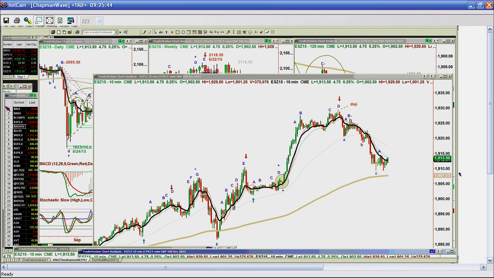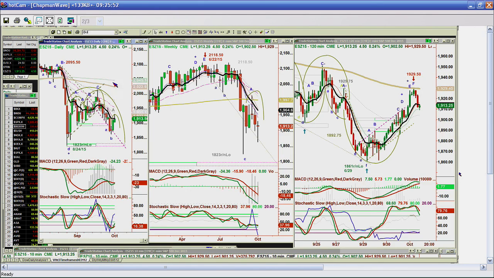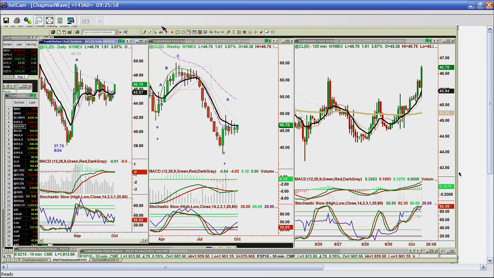Crude oil is having a big move. Obviously, it's Middle East related. But you know what's interesting? Remember the pattern I just showed you? We're looking at fractals. And what is a fractal? It is a pattern that repeats in any time frame, and probably in most charts, in most chart patterns.